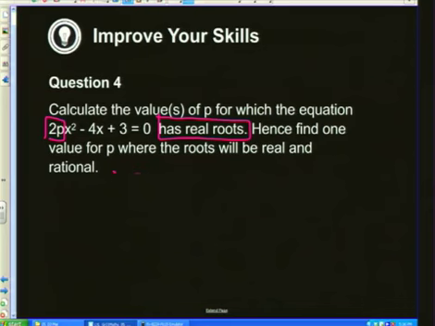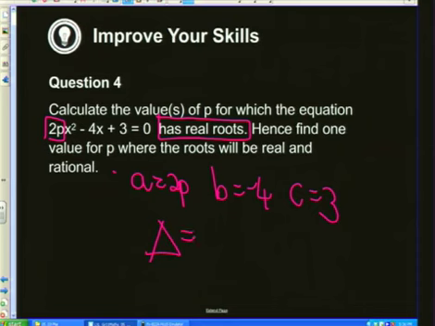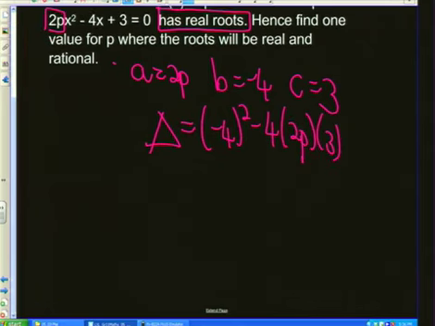It is in the right form. Our a is equal to 2p, our b is equal to minus 4, and our c is equal to 3. So our delta value would be minus 4 squared, minus 4 times the a, which is 2p, times the c, which is 3. Now, that's equal to 16, and 4 times 2 is 8, and 8 times 3 is 24p. But they told me it has real roots.